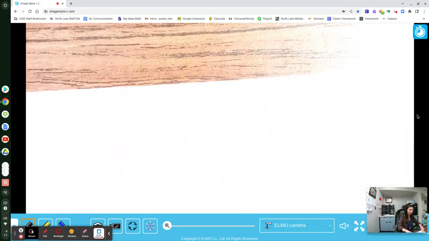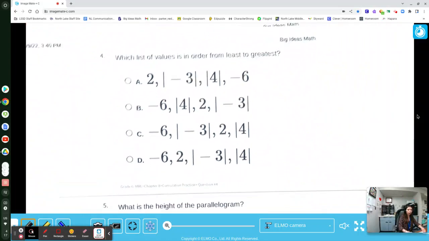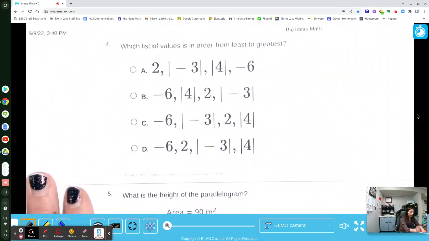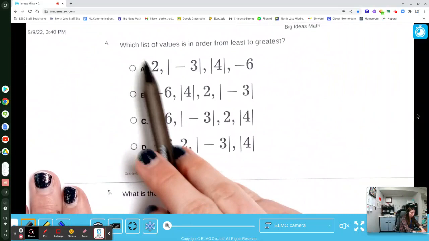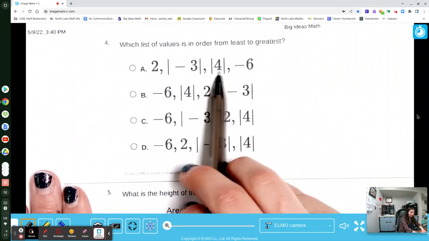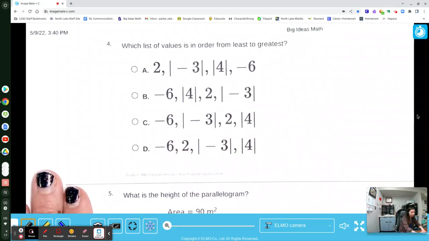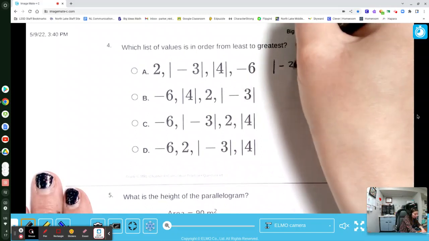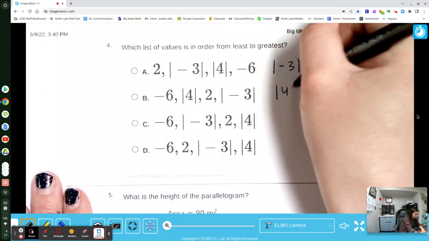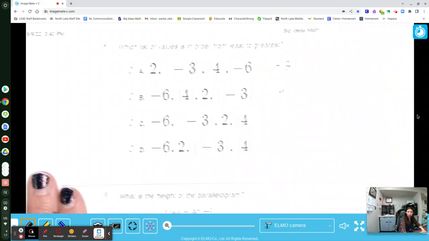Number 4. Which list of values is in order from least to greatest? So I have a couple just like integers here, 2 and negative 6, but then I have these, which are inside these vertical lines. Remember, that means absolute value. And absolute value is the distance a number is from 0. So it is always positive.